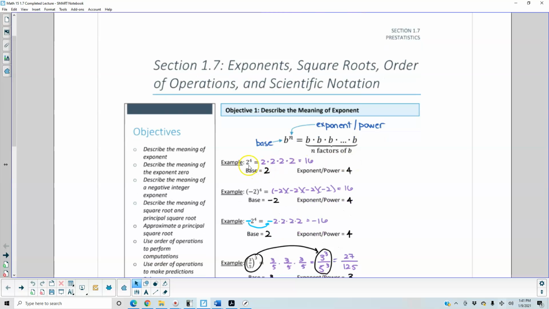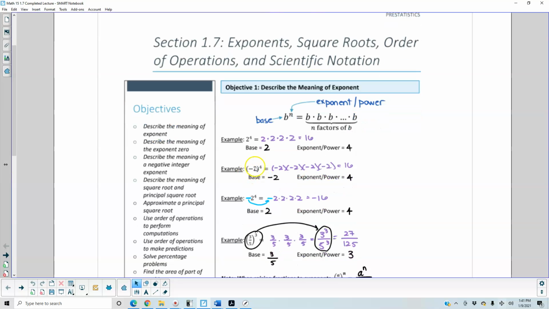So, for example, 2 to the 4th power, we can see that the base is equal to 2, and the exponent or the power is 4. We can write this as 2 times 2 times 2 times 2 because there's 4 factors of 2 that we need to multiply. And when we multiply them together, we get the value of 16.